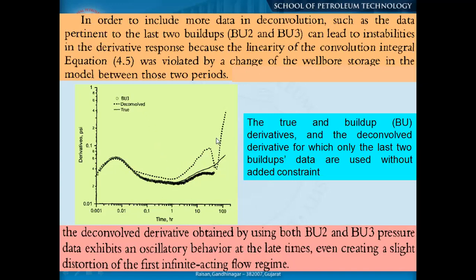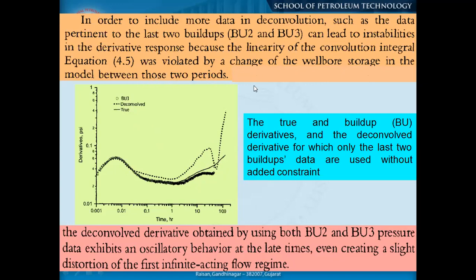Here is the deconvolved result. The solid line is the true response, and this is the one using only BU3. When we add the second build-up, because it is not consistent data, as we have discussed earlier, it leads to instabilities in the derivative response, because the linearity of the convolution was violated by a change in the available storage in the model response between these two periods.